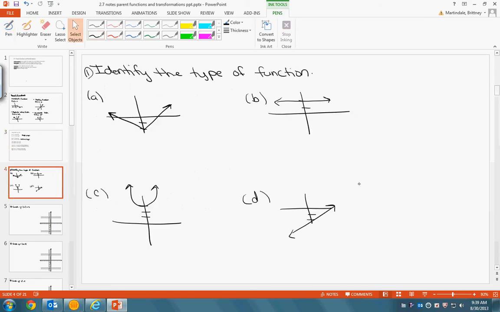Next, right now all I'm asking you to do is identify the type of function. So all I'm asking is which one is a parabola or a quadratic function, which one is the constant function, the one from the parent graphs from before. That's it. So take a second, pause it, see which one is which.